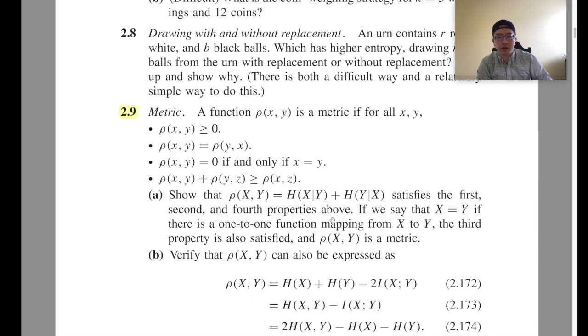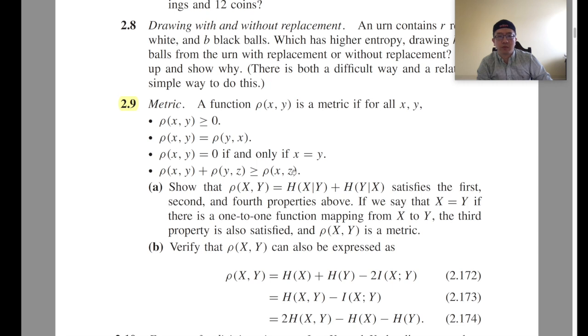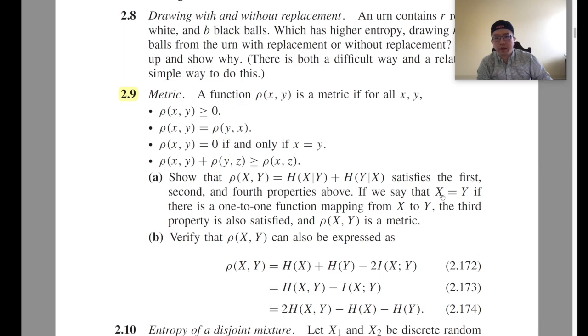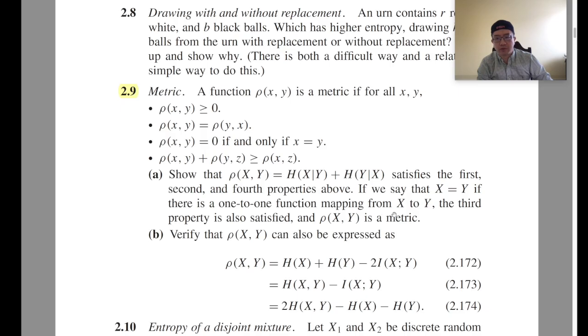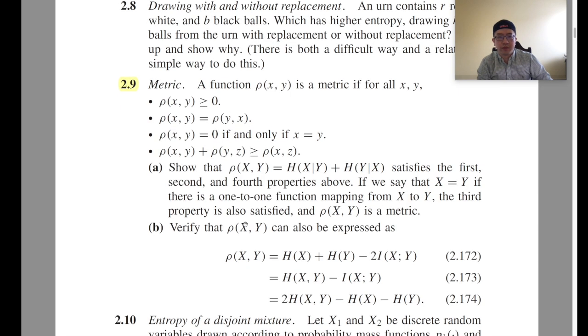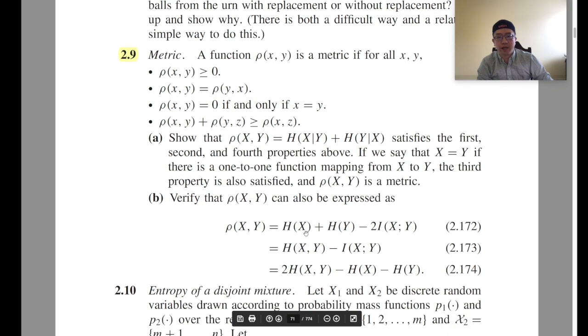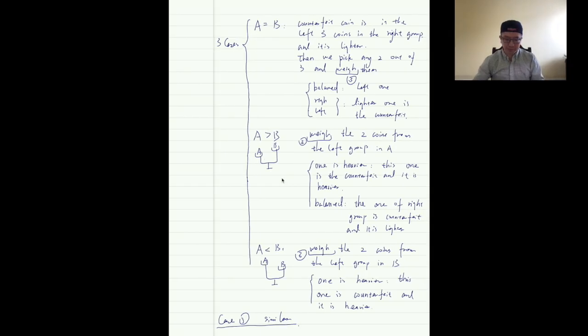So basically what we're going to show is that automatically that will satisfy properties 1, 2, and 4. And for the third one, we need to define what this equality means. If we say that x equals y if there is a one-to-one function mapping from x to y, then the third equality will hold, okay? And then we're going to verify these identities in part B. So let's try to do this.